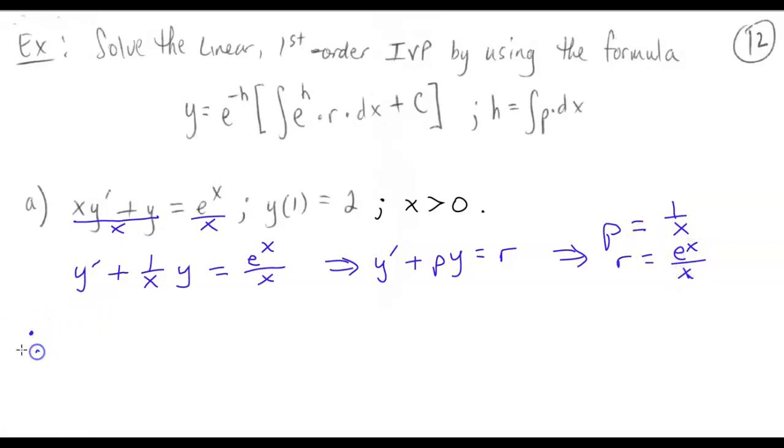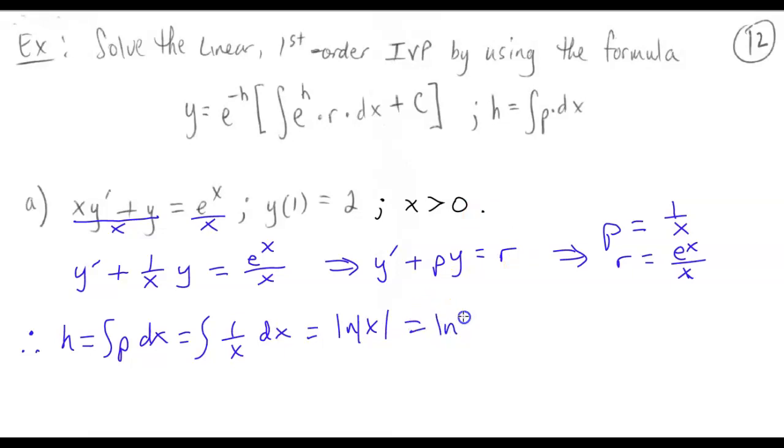Okay, so of course our first step here is to find out what h is, integral of p dx. And P, we said, was just 1 over x dx. So this is going to be natural log of absolute value of x. And we'll just say that it's natural log of x since x has to be greater than 0. So from that, we need to use this formula here to figure out what our solution is going to be. And I'm just going to write everything in, and then we'll take care of it.